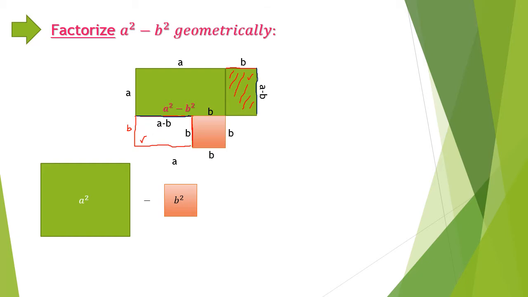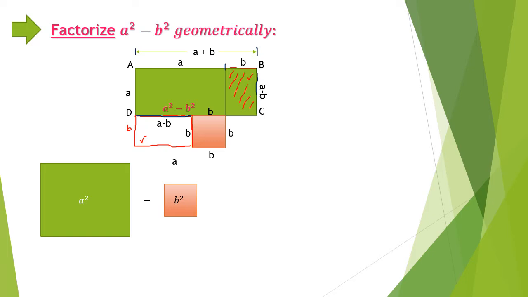a minus b. Now let's see a bigger rectangle. From here to here, up to here it's a, isn't it? Now we can say it is a plus b. From here to here it's a plus b. Now it's a rectangle ABCD, isn't it?